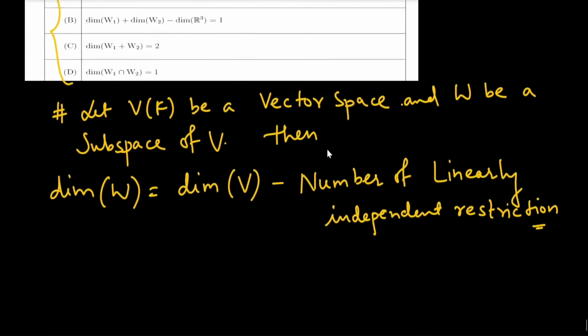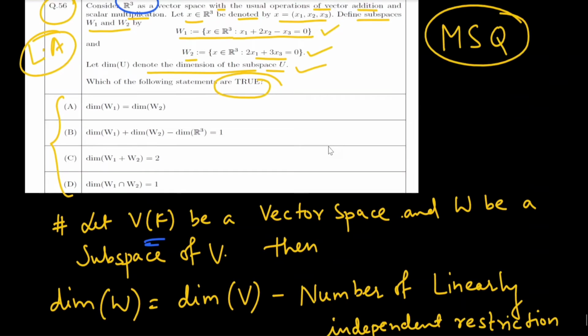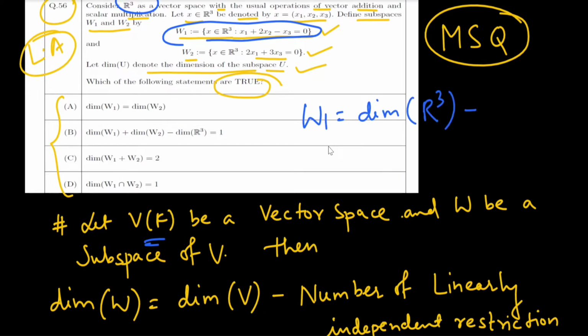So we all know that the dimension of R3 is clearly 3. It is given that W1 = {x belongs to R3 : x1 + 2x2 - x3 = 0}. So dimension of W1 is dimension of R3 minus the number of linearly independent restrictions. Here there is only one restriction, which is clearly linearly independent, so minus 1. So 3 minus 1 equals 2. So dimension of W1 is clearly 2.